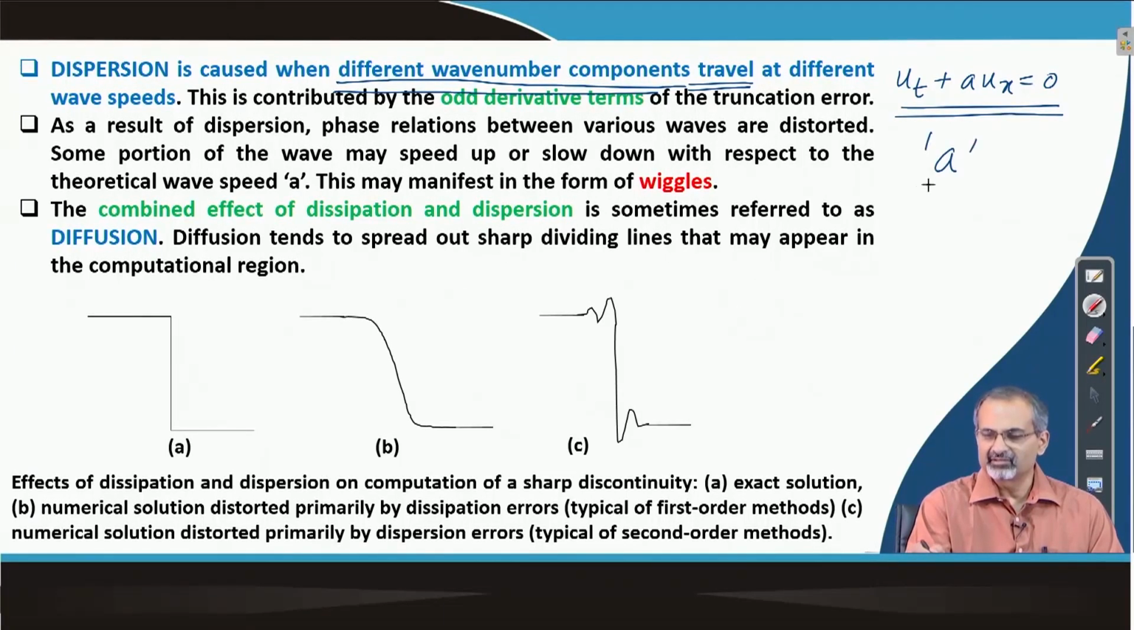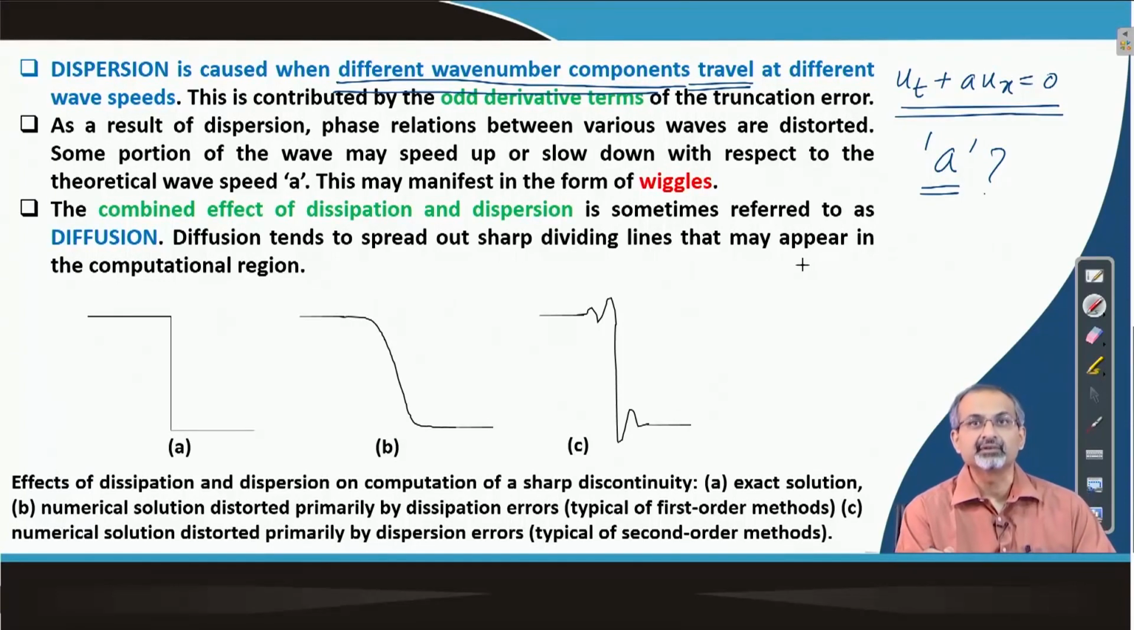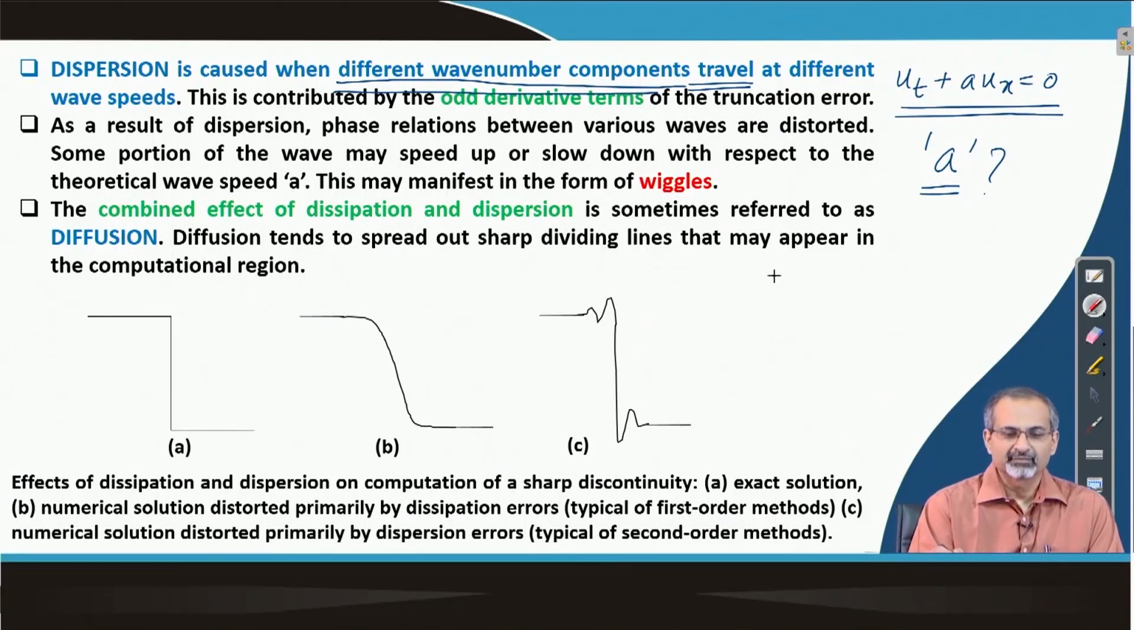So, does it really travel at a? That is the question to ask. If the answer is no, that means different wave number components are essentially traveling at different speeds. None of them, or most of them, are not complying with a, and if that is the case, then we would have an error introduced into the solution, which we call dispersion error.